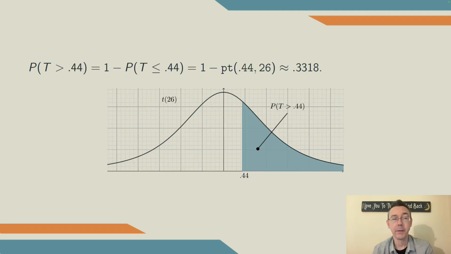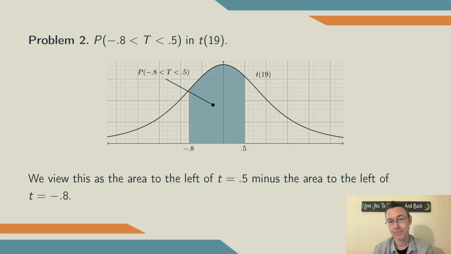So, to find the probability that t is greater than 0.44 in t of 26, we do 1 minus the probability that t is less than or equal to 0.44. 1 minus pt of 0.44 comma 26, it's about 33.18%.